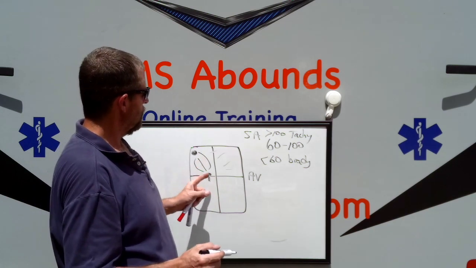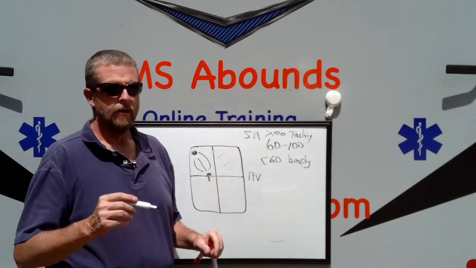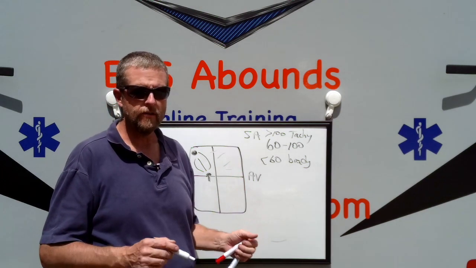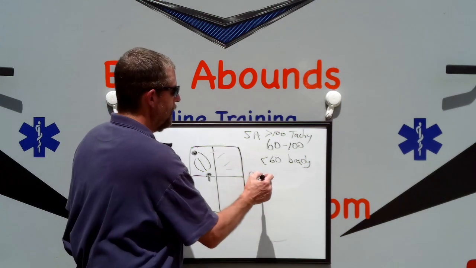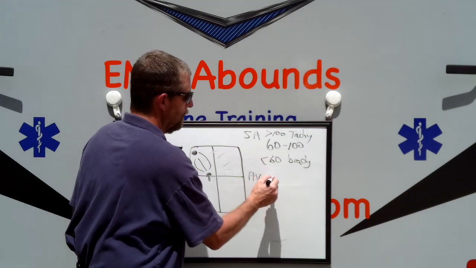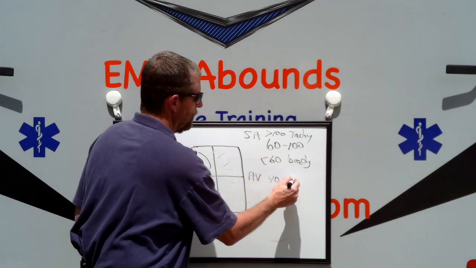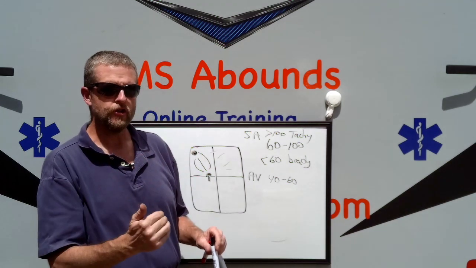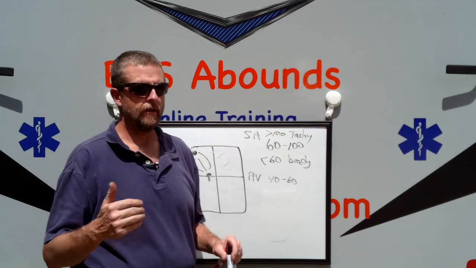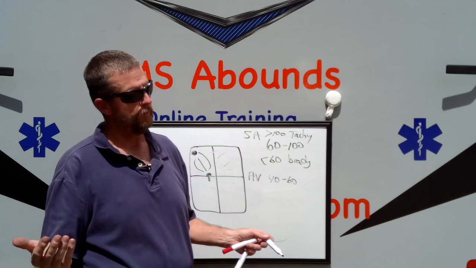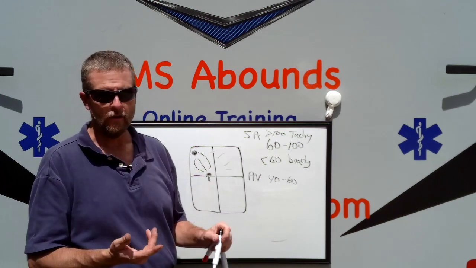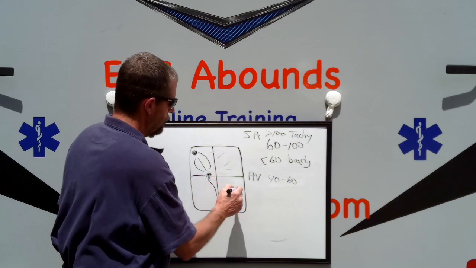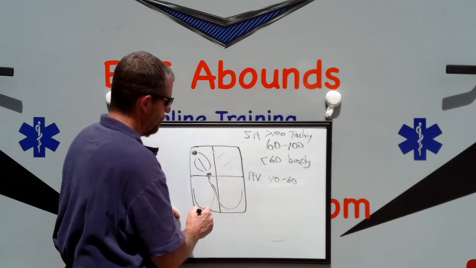Now, the AV node will pump on its own. If it's not getting electrical stimulus from the SA node, it will kick in and fire on its own. And its normal rate is 40 to 60 a minute. Okay? Now, it's at the AV junction. So if you hear somebody saying, oh, it's a junctional rhythm, you know it's coming from the AV node. Okay? So it comes down through the bundle of His into what we call bundles.